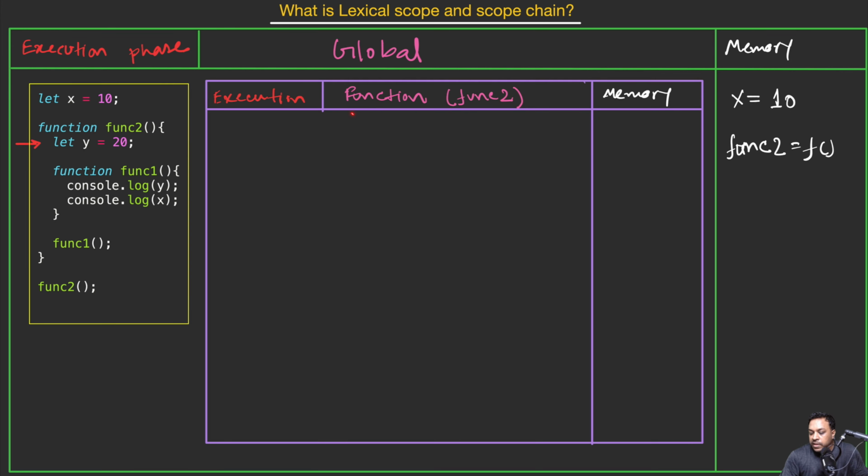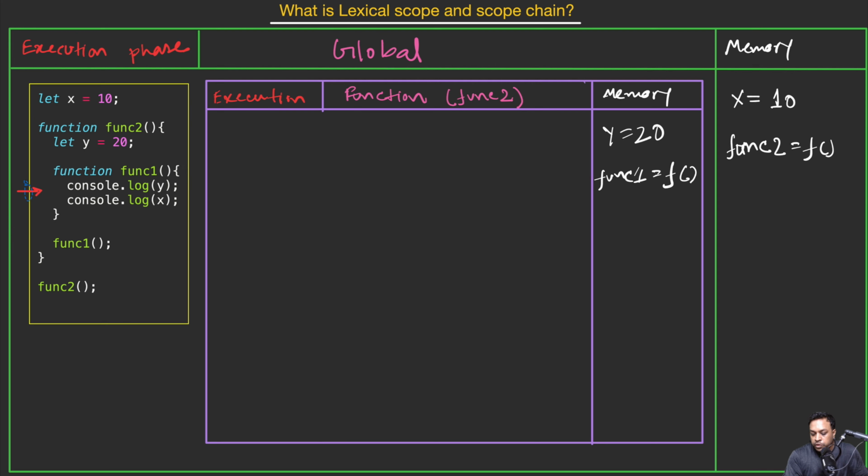Now here we can see the function 2 execution context, and it will execute this line first, and here y will be 20. Then the pointer will move to the next line, and it is saving function 1. So function 1 has been defined here. Now the pointer will move to the next line. Here function 1 is being called.